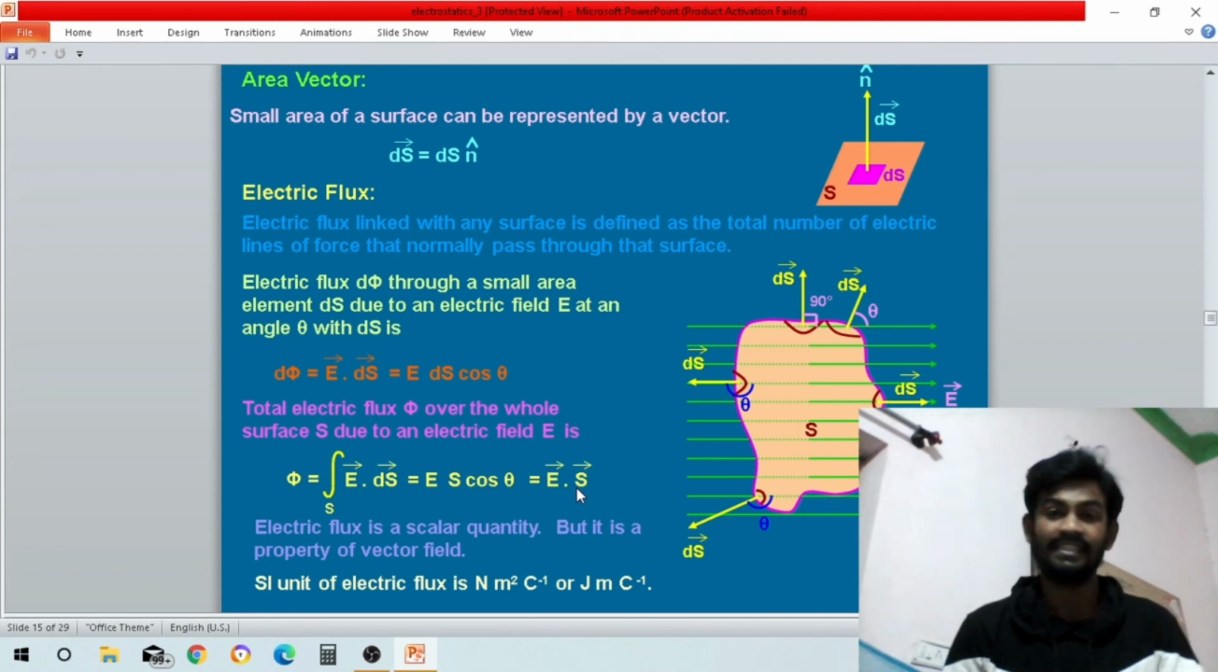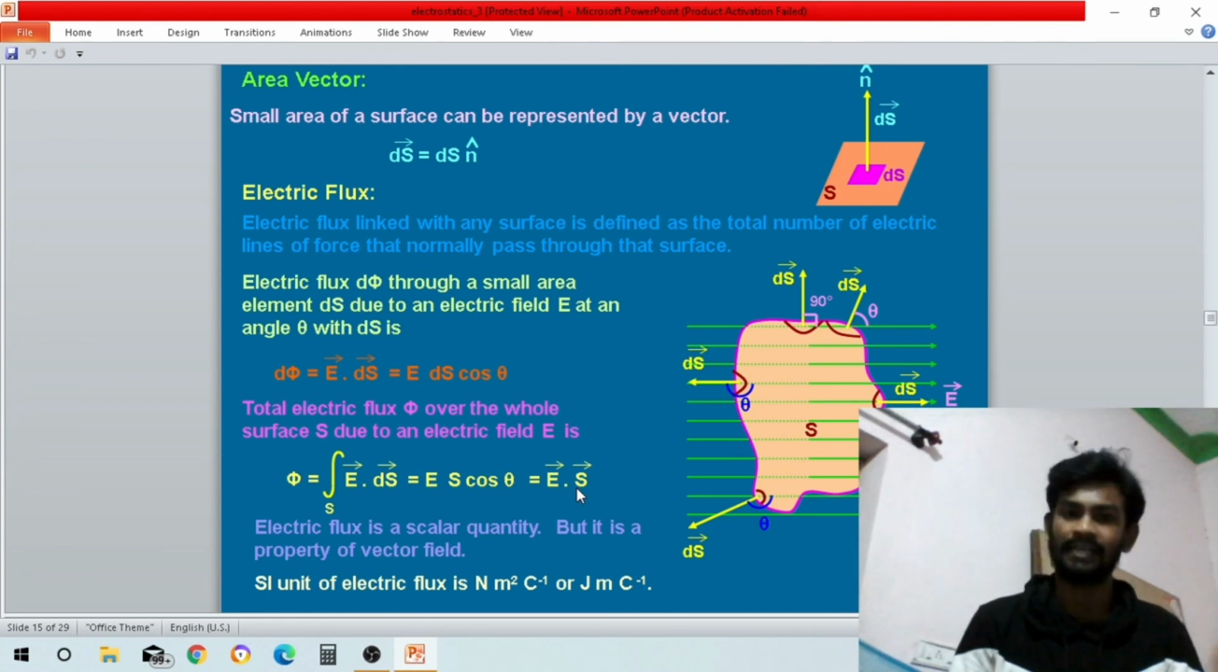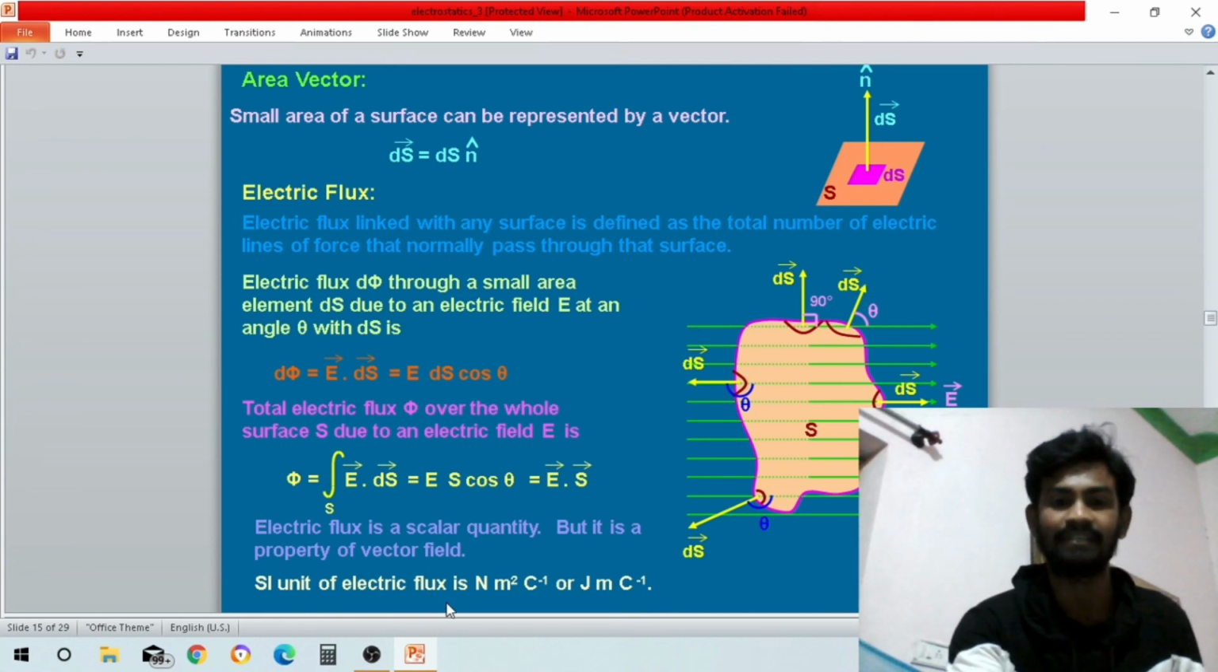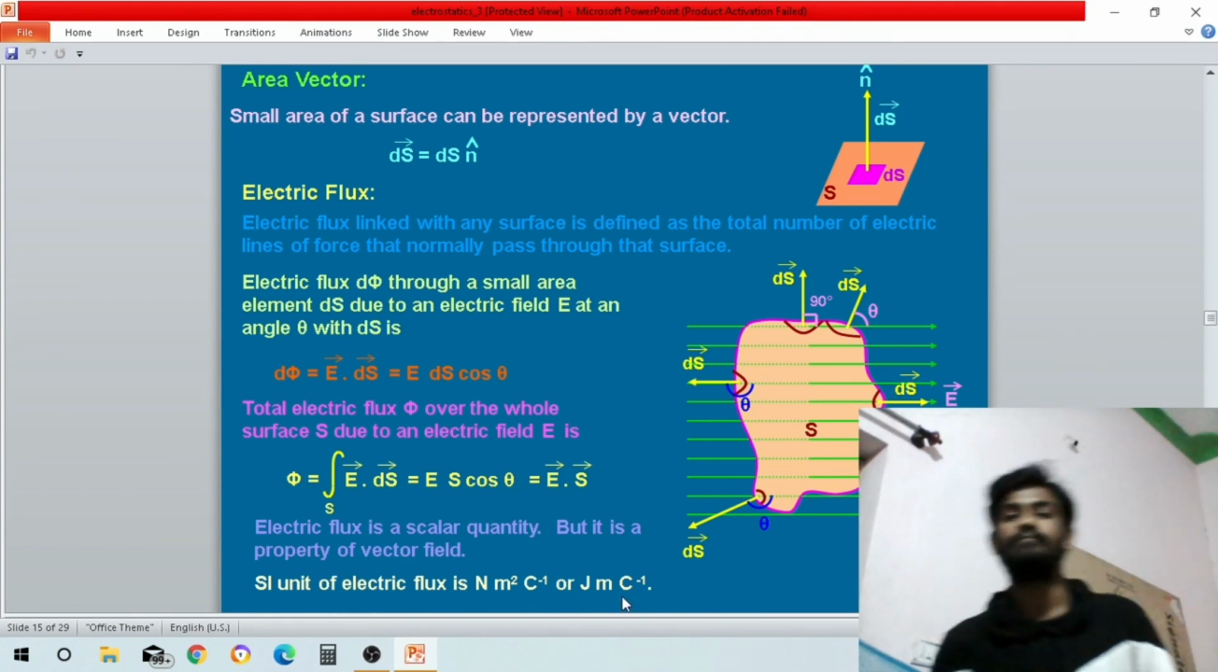Electric flux is a scalar quantity, but it is a property of a vector field, that is, the electric field. The SI unit of electric flux is Newton meter square per coulomb, or Joule meter per coulomb.